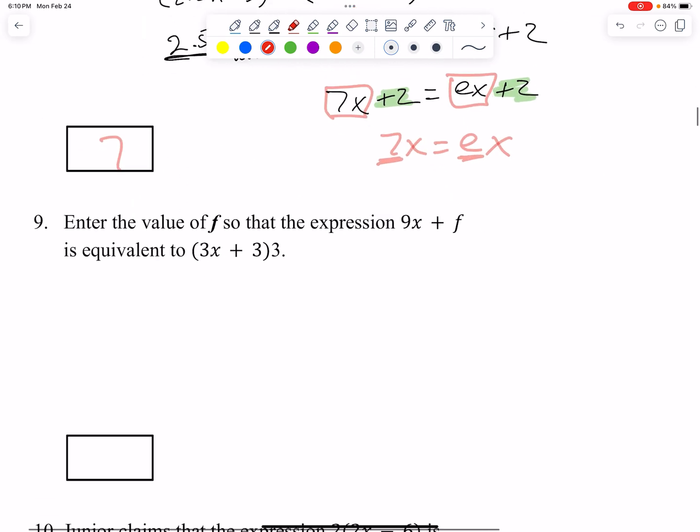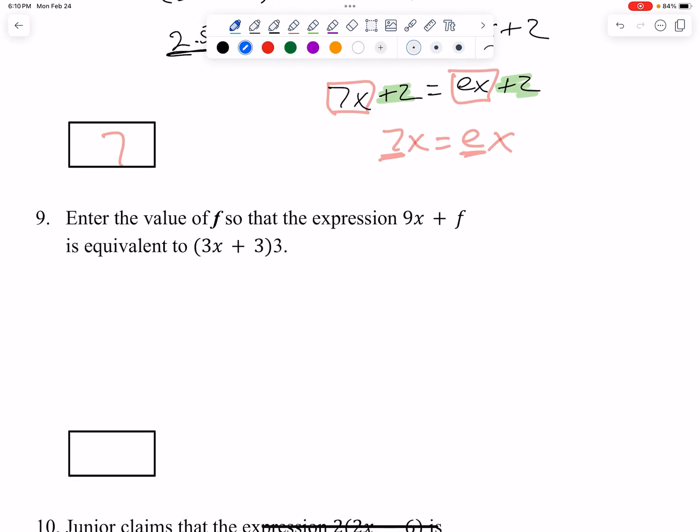All right, next one. Still no calculator, but that's okay. What do they want us to do? Enter the value of f so that the expression 9x plus f is equal. Oh, wait, I got 2 letters. Whoa, okay. Oh, no, it's been the same on the other ones. I was freaking out for nothing here. I thought they were going to switch it on me, only because we're at the end. All right, no, we're okay.